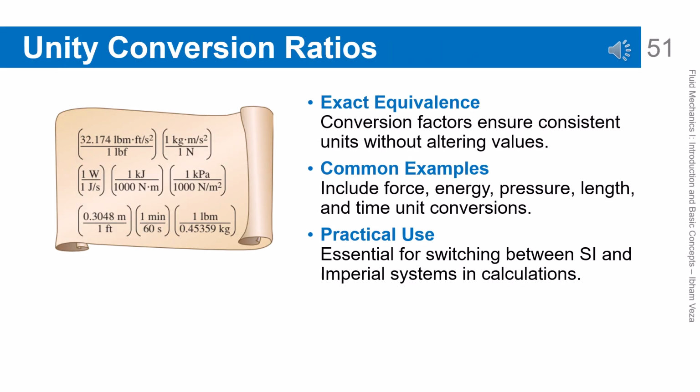Unity conversion ratios. Conversion factors are used to change units without changing the physical value of a quantity. The basic principle is multiplying by a ratio that equals 1. In this way, the unit form can be safely changed. This method is very important when switching between SI and imperial systems. Without this technique, unit errors would occur frequently.